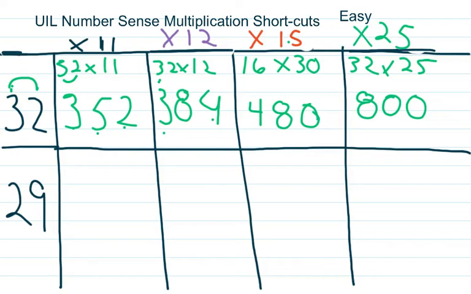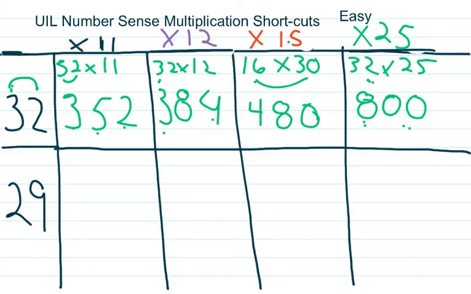For 15, you double and half. You take half of 32, which is 16, and you double the 15, which is 30, and you multiply that. To multiply by 25, you divide by 4. 32 divided by 4 is 8. And you multiply it by 100 and put 2 zeros behind it. That's easy.